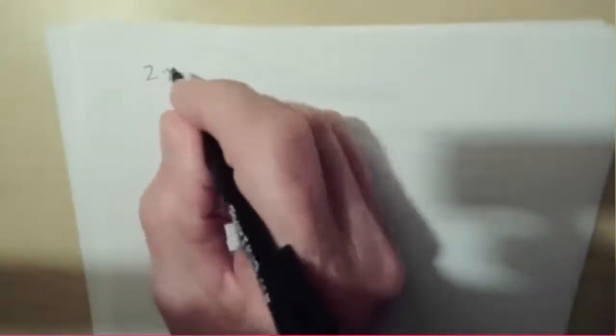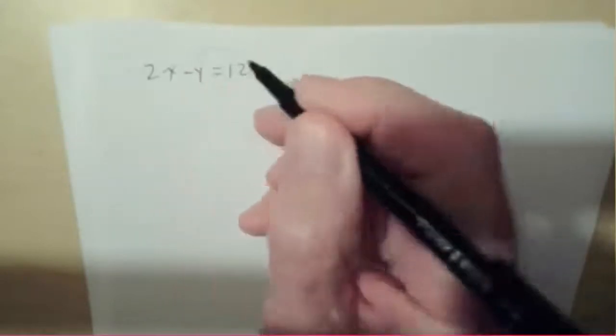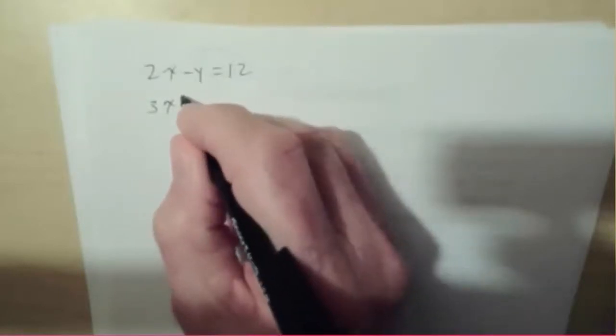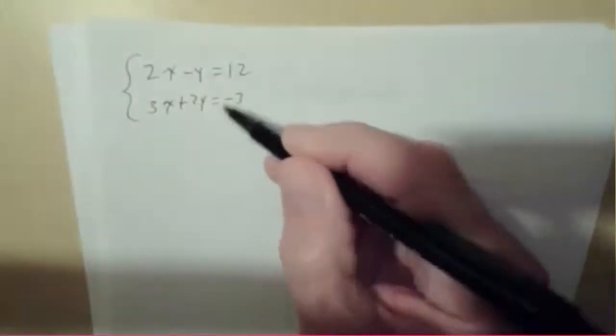Now they get a little bit more involved in what we just did, but really not very much. 2x minus y equals 12, and 3x plus 2y equals negative 3. System of equations. They are already in standard form.